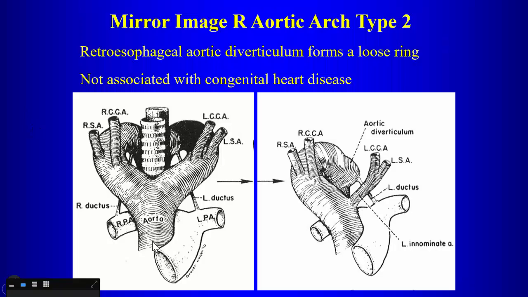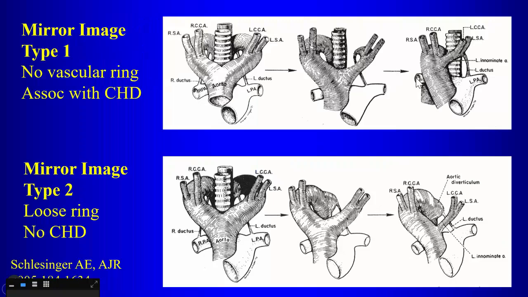So embryologically, what's happening here, the interruption occurs right here, okay? And then it occurs distal to the ligamentum arteriosum here. So there's a little outpouching over here, right, from the descending aorta, that little diverticulum. So these patients do have a vascular ring. Again, this tends to be a loose ring, so they're usually not symptomatic. But they do have a vascular ring, not associated with congenital heart disease.